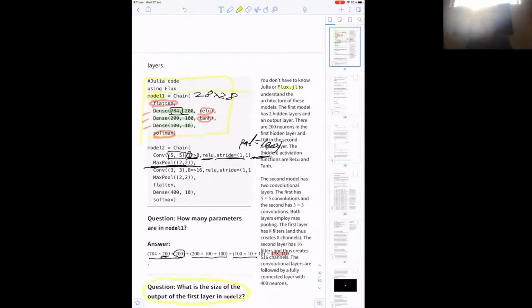What is the size of the output of the first layer in Model 2? Take your time. And by the way, the quiz will involve things of this type and a few more, but they're not very deep questions, no pun intended, just some questions. So what is the size of the output of the first layer in Model 2?